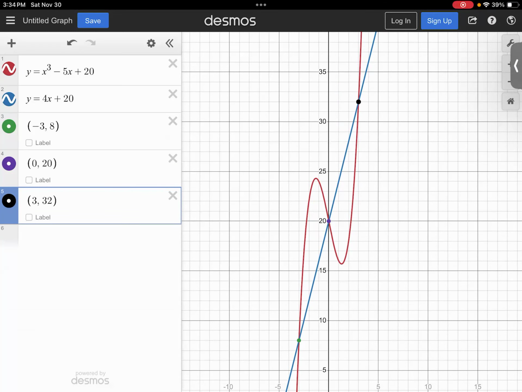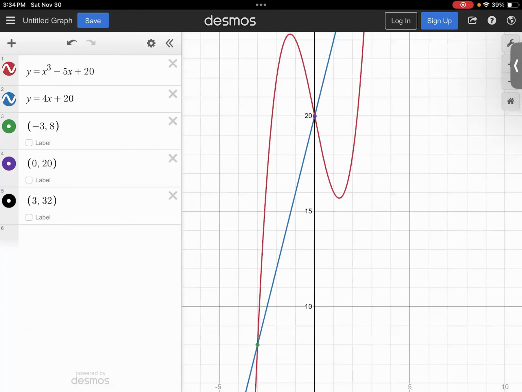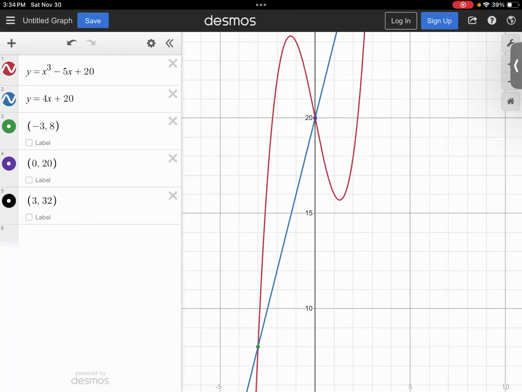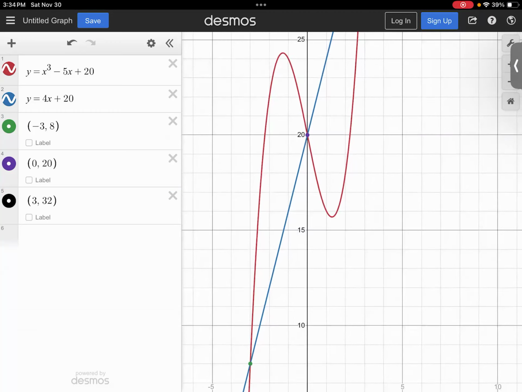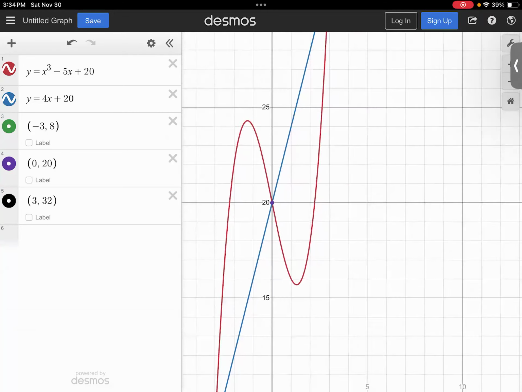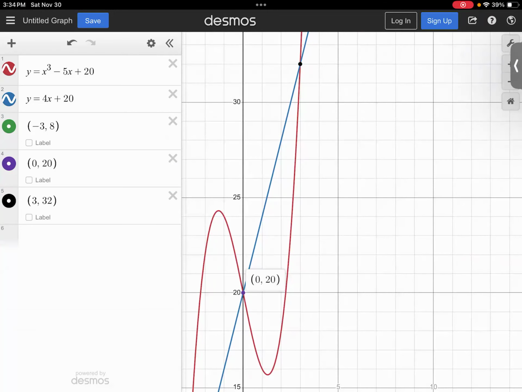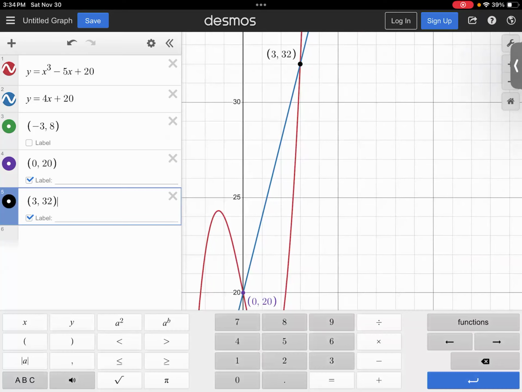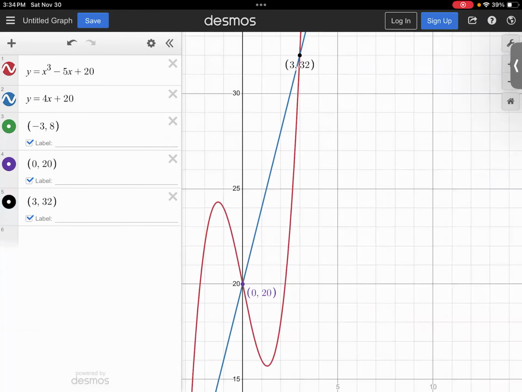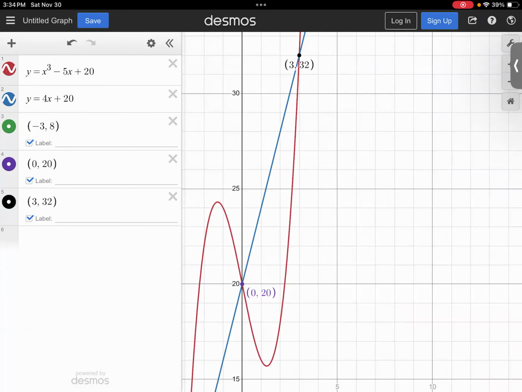Notice here that from -3 to 0, the red function is on top. So that means x cubed minus 5x plus 20 is on top. And from 0 to 3, let me label the points as well, the blue function is on top. So 4x plus 20 is then on top. So we're going to have two separate integrals going on.